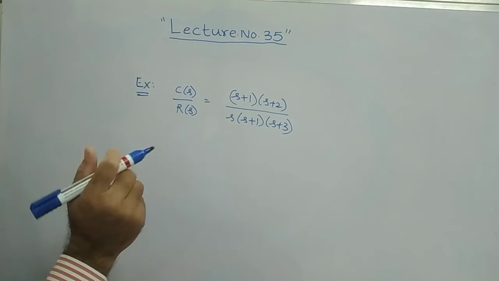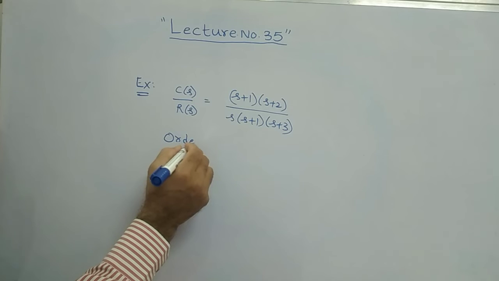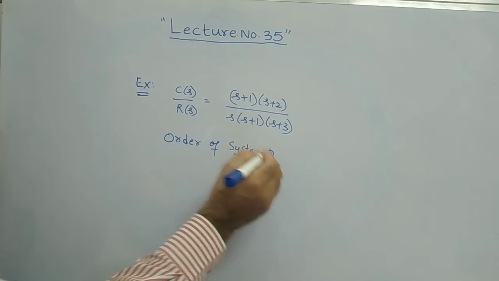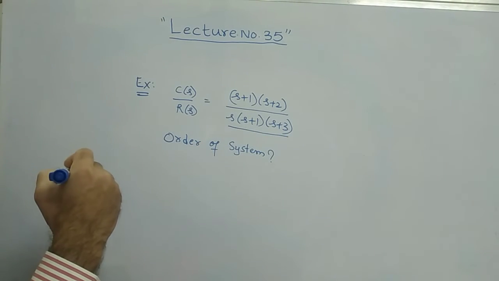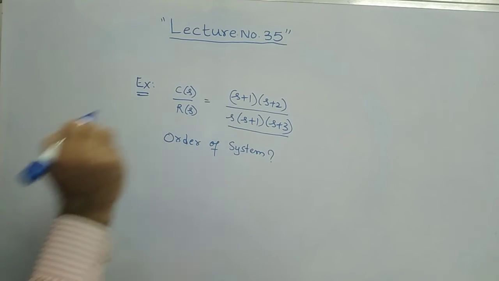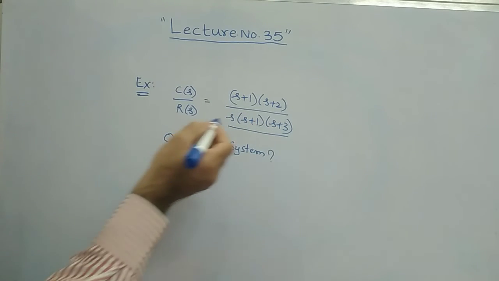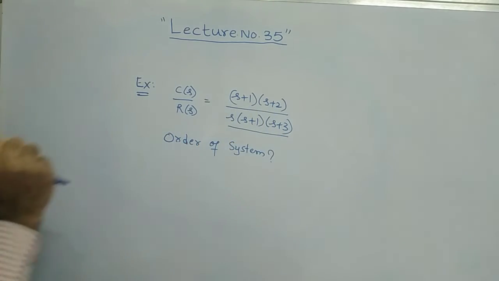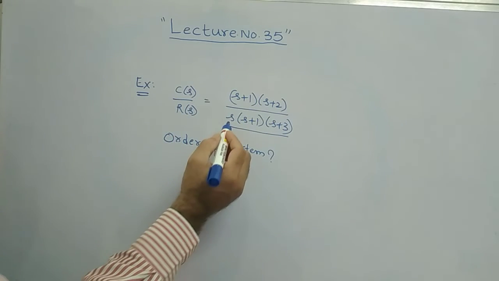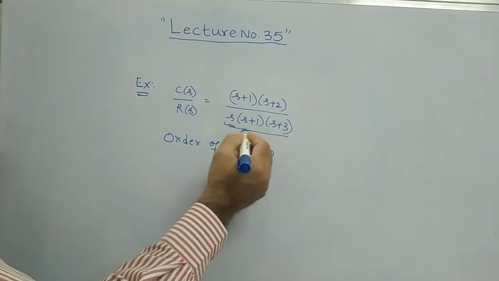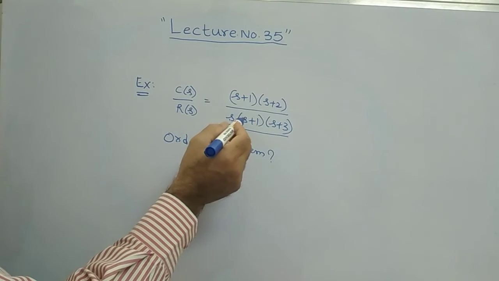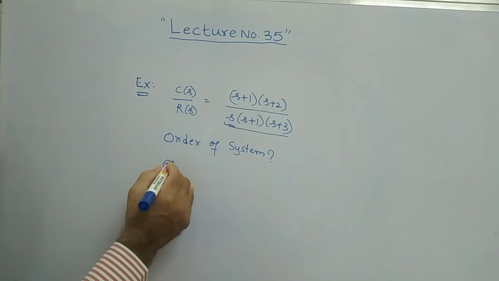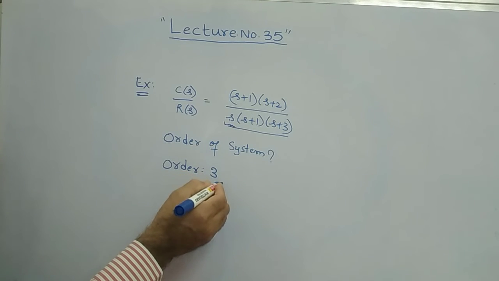Now tell me, what is the order of the system? Here in this case also, you need to consider the denominator polynomial only. You have to multiply all the factors: s is there, s plus 1 is there, and s plus 3 is there. Three factors are there, so all the s terms must be multiplied. Therefore, s into s into s, s cube will come. Therefore, the order is 3. It is a third order system.